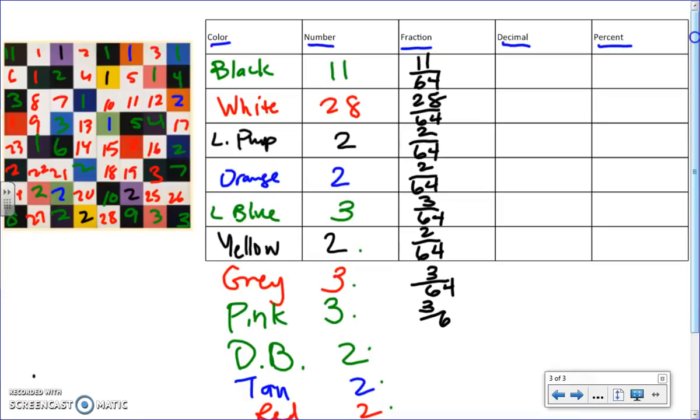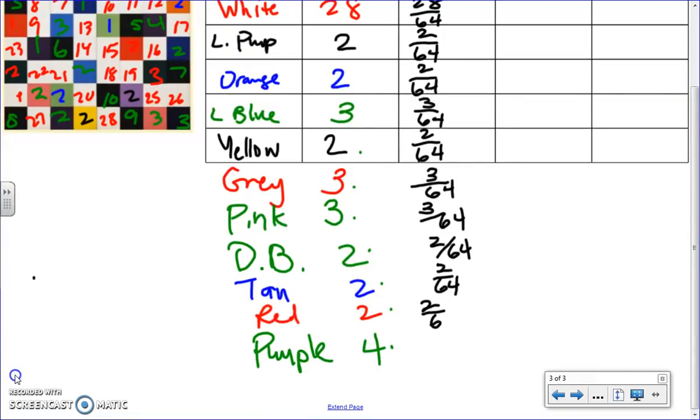3 of the 64 are pink. 2 of the 64 are dark blue. 2 of the 64 are tan. 2 of the 64 are red. And 4 of the 64 are purple. Okay, and so that's just as simple as the fraction column needs to be.